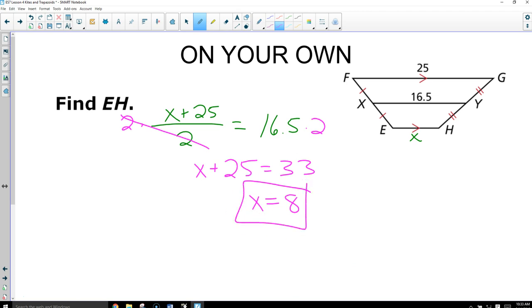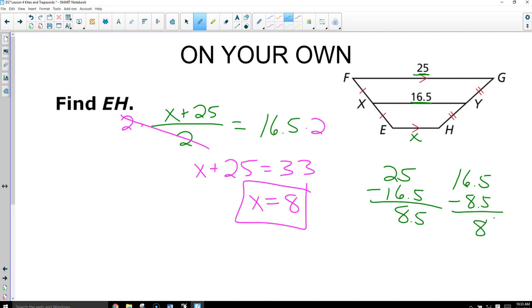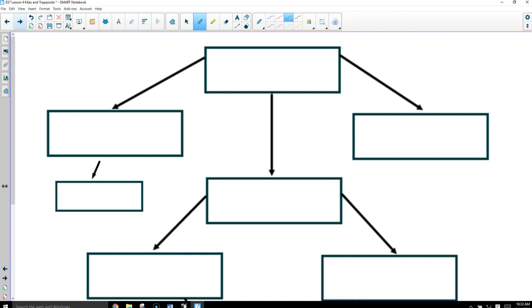There is another way. Since these are numbers, we can reason this out. How far is it from 25 to 16.5? Well, 25 minus 16.5 is 8.5. So then if I take 16.5 minus 8.5, I get an answer of 8 as well. So when we deal with numbers, we could work it that way. But if we do an algebraic expression, it's not quite that easy.